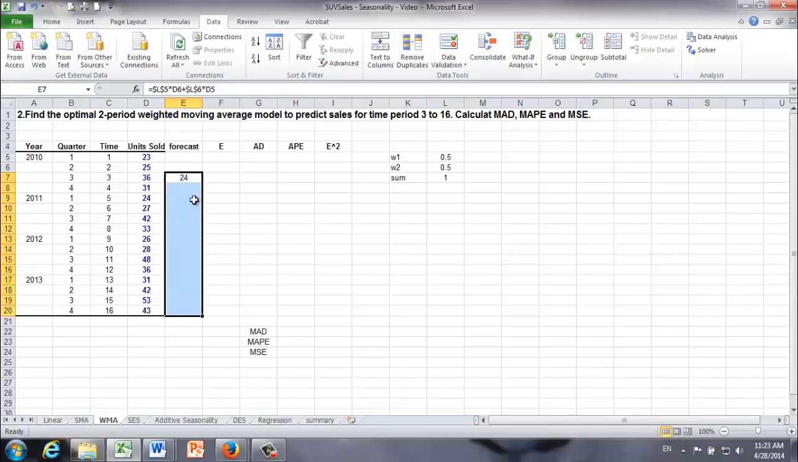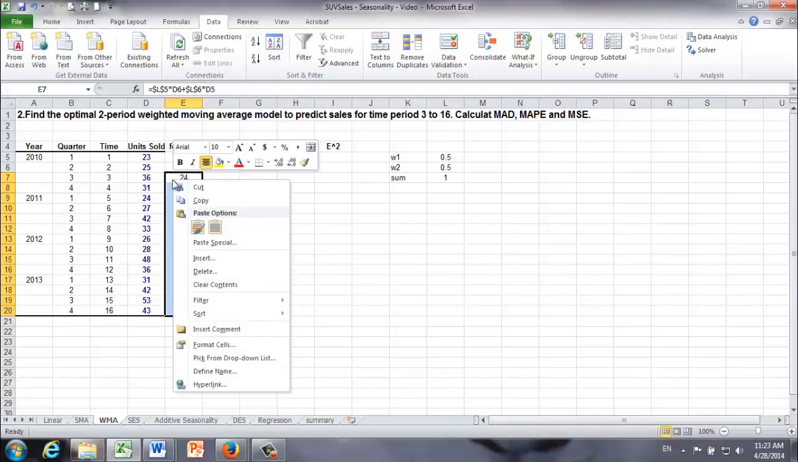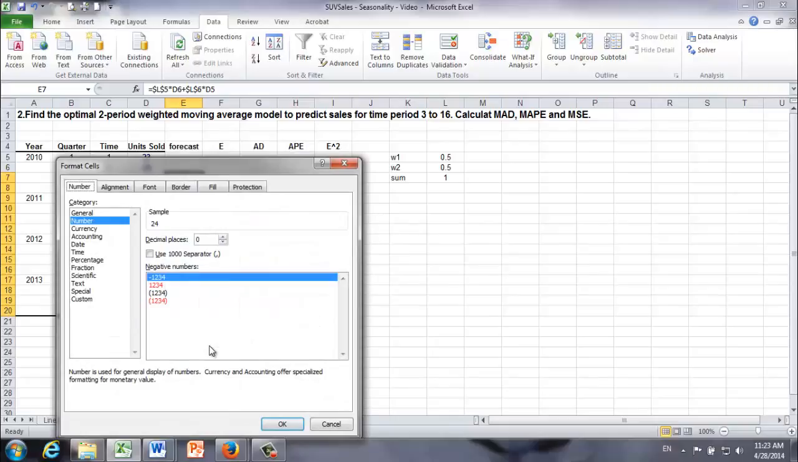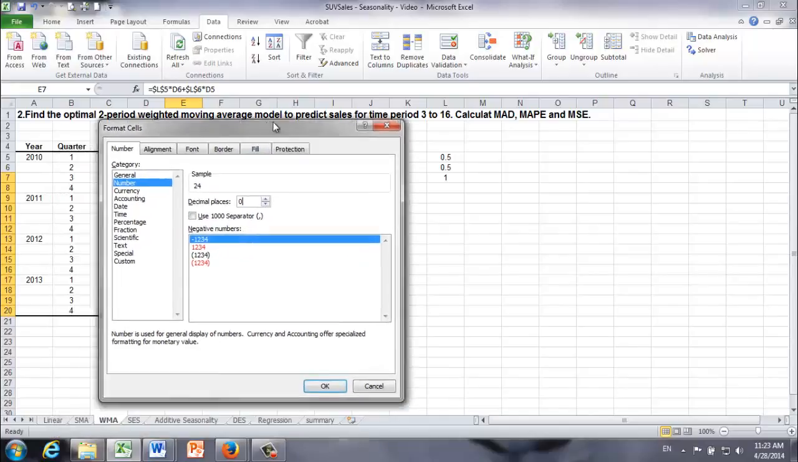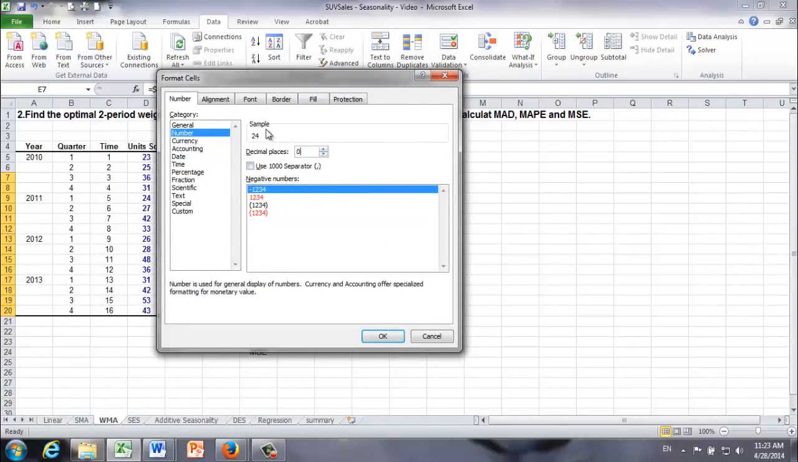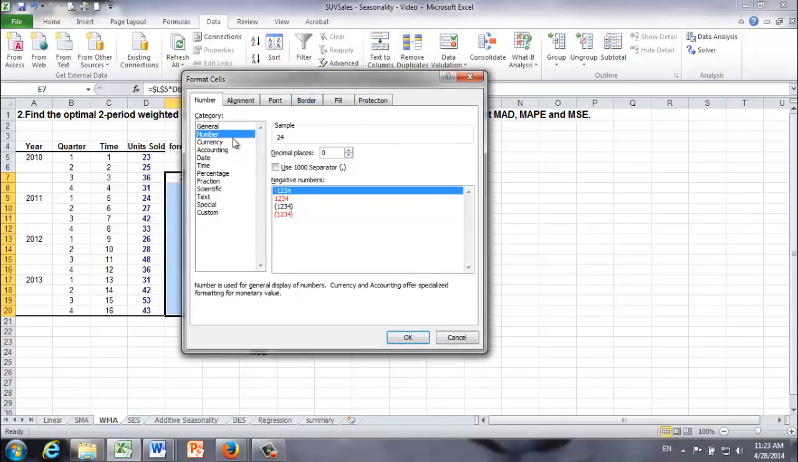Another way to do that: let's select all the 14 forecasts we're going to make, right click, format cells. We want numbers, right? Decimal places is 0. Here I recommend that you use this way to make sure those forecasts are integers instead of using the round function I introduced earlier. The reason is that later on we're going to use Solver to find the optimal W1 and W2. If we use the round function here, it may cause some error message. Okay, 0 decimal places, that's all we want.